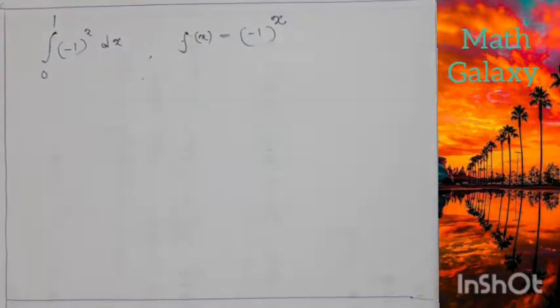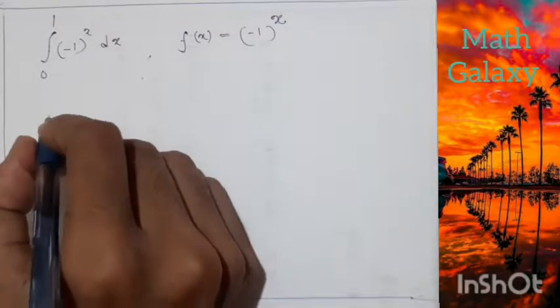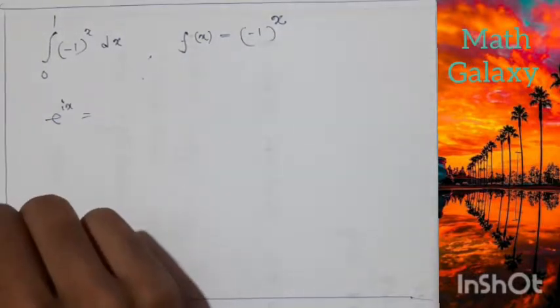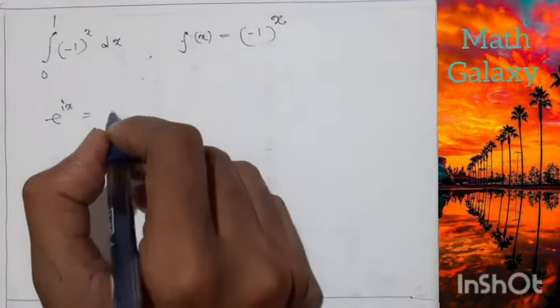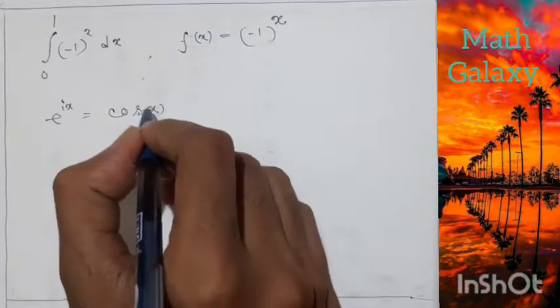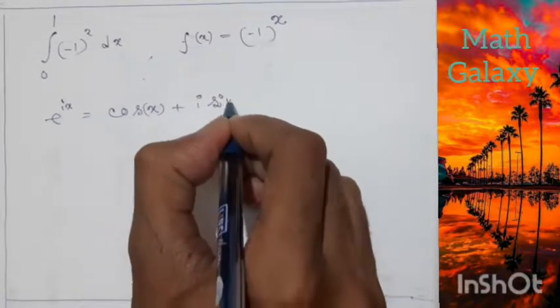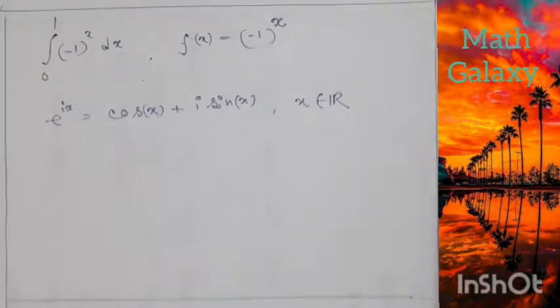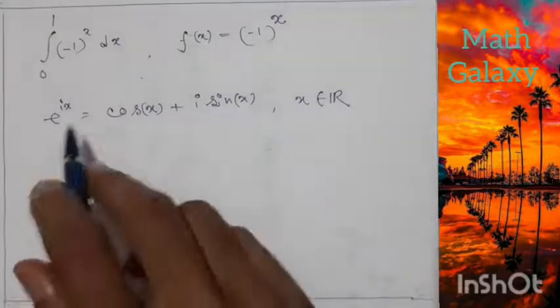To integrate this function we need to pray for something, or we need to bring out something else from another world. That is called Euler's identity. Let me show you what Euler's identity is. Euler's identity is like this: e to the power ix equals cosine of x plus i times sine of x, where x is any real, this means x belongs to the real number system.